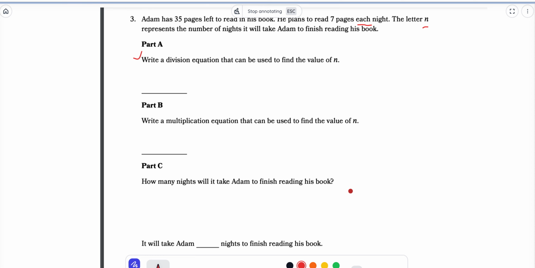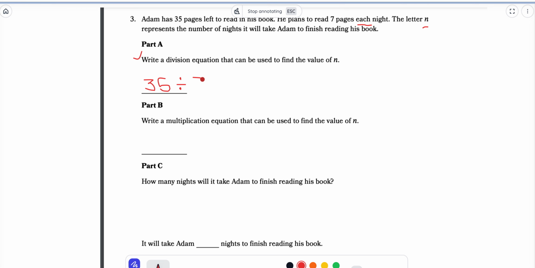So just like we did yesterday, right? Use that letter. I'm not even looking for an answer yet. I just need you to use that letter. What equation are we going to use? What kind of equation are we going to use here, Victoria? Equals? Very good, Victoria. 35 divided by 7 equals N.